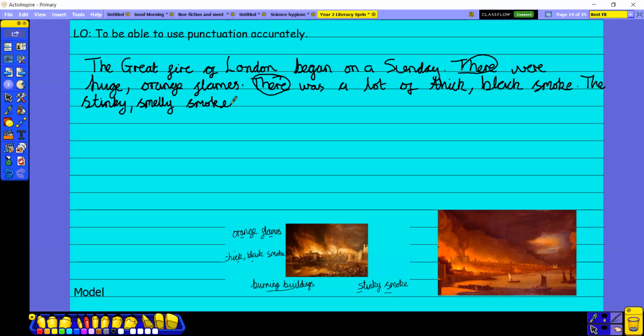Now, thinking about what smoke is like, smoke really stings your eyes. So I think it must have really hurt those people's eyes, actually. I'm going to say the stinky, smelly smoke must have really stung the people's eyes.